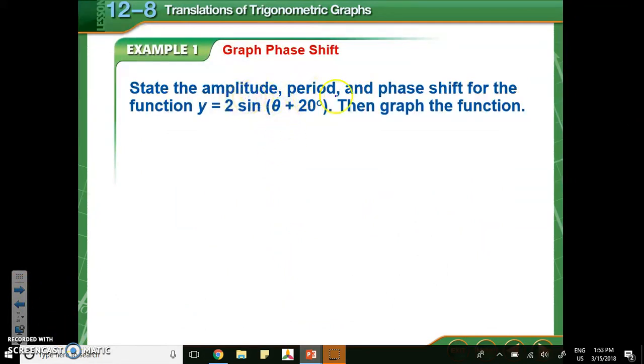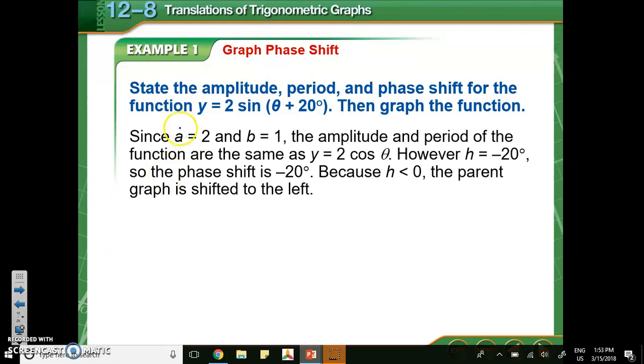We're going to find amplitude, period, and phase shift for this function. So amplitude and period come from the last section that we looked at. Our a value is 2, so my amplitude is 2. B is 1. B is this number here multiplied in front of the theta expression. So since B is 1, the period is going to be 360 degrees, just like it was before. But this positive 20 degrees that's inside, remember that means minus negative 20 degrees. That means I have a phase shift of negative 20 degrees, or 20 degrees to the left.